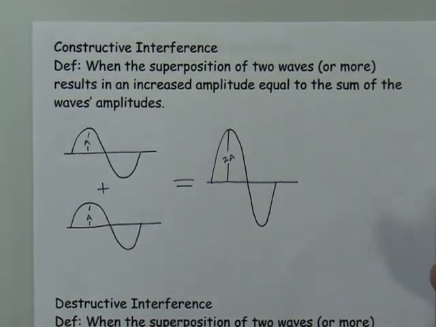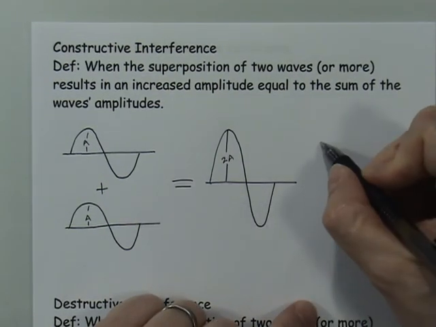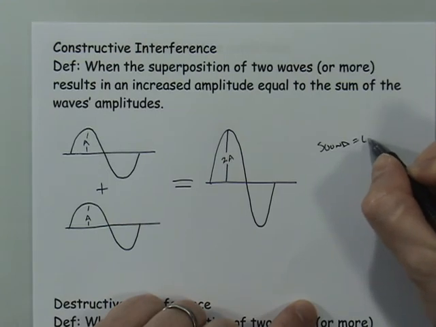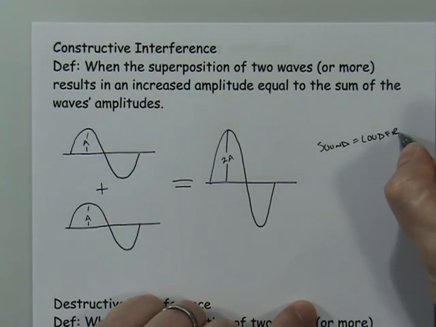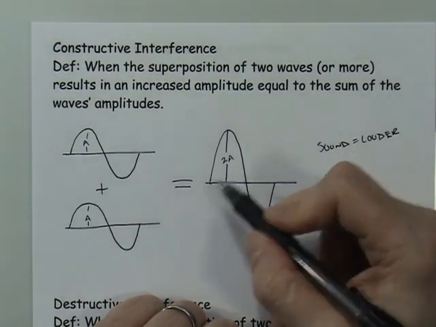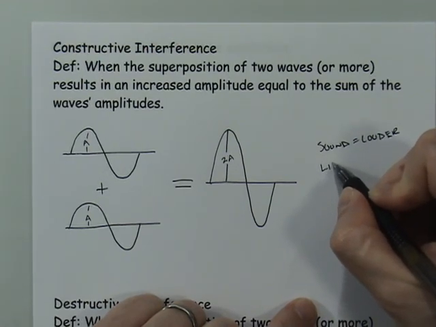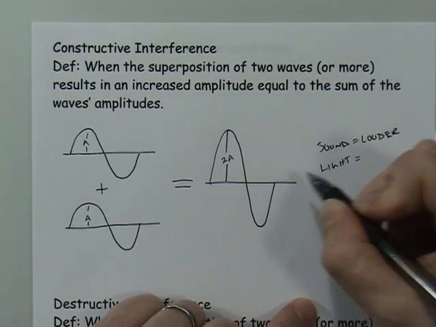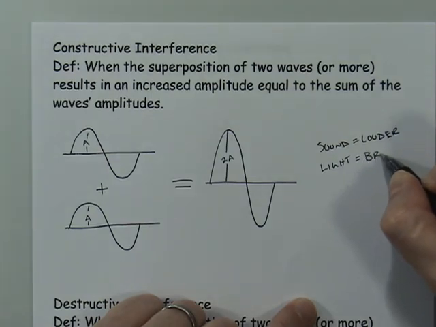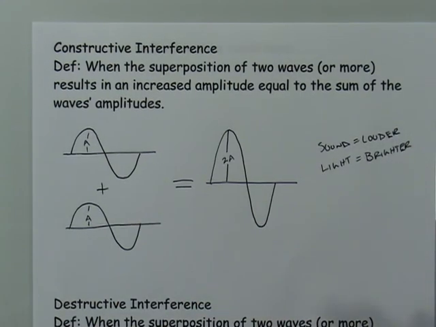If we were thinking about the two main kinds of waves that we're going to talk about, sound and light, what this would mean for sound is that we would have a louder sound. The two waves would combine in such a way that the combination was much louder than the individual waves. And if we were talking about light, having constructive interference would mean brighter. So when two light waves interfere constructively with each other, they end up producing a brighter light. The light appears brighter because the amplitude is much larger.